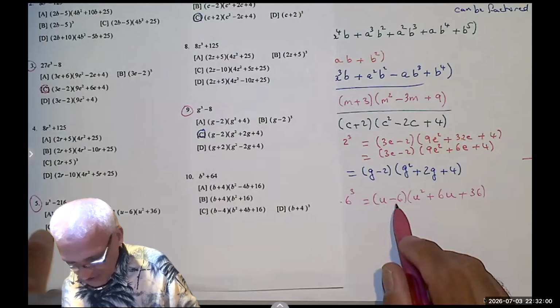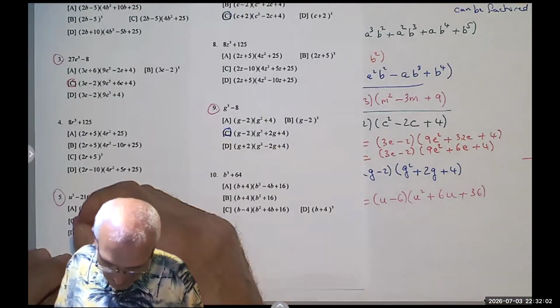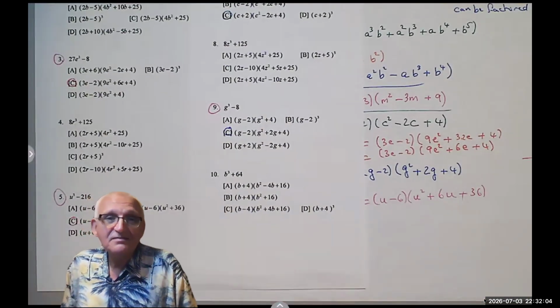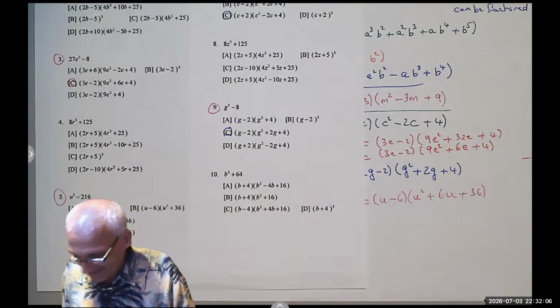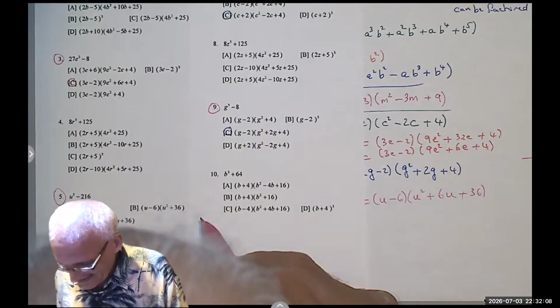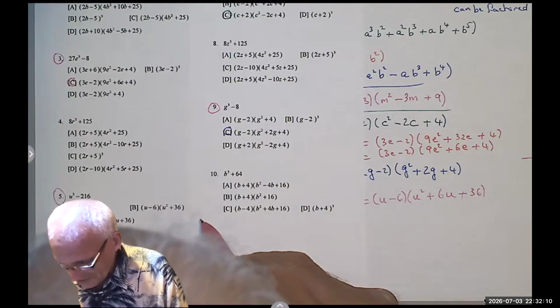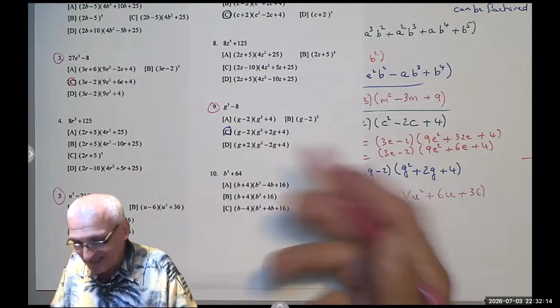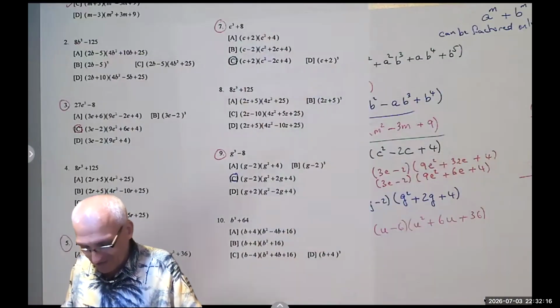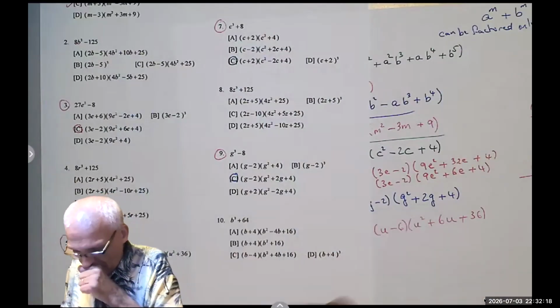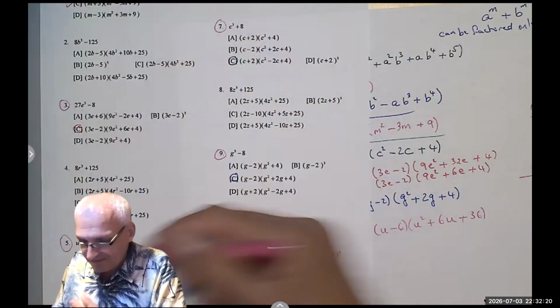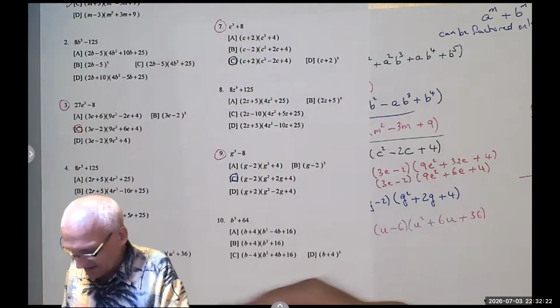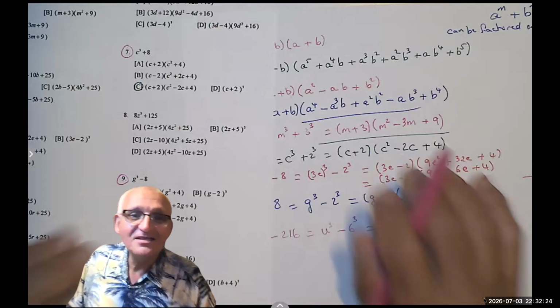U minus 6, U squared... No, this is ridiculous. All of them were C. Do you think all of them are C's? No, this one would be B. This one would be A. But for some reason, the ones that I picked right and left, the odd ones, 1, 3, 5, 7, 9, all the answers were C, which is funny.